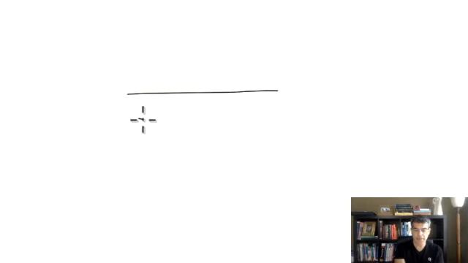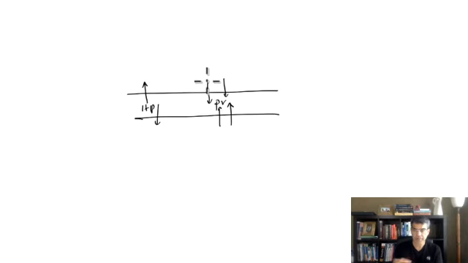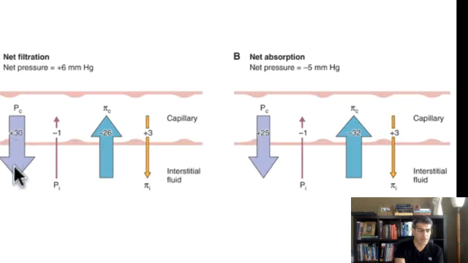If this is a capillary, here is the protein. Protein pulls the water toward itself. The more protein you have inside the blood, the more water is going to come inside the capillary. Hydrostatic pressure is trying to push the water out, protein is trying to pull it back in. Now let's take a look. Here is hydrostatic pressure trying to push this blood out with a force of 30. Protein is trying to pull it back in with a force of 26.